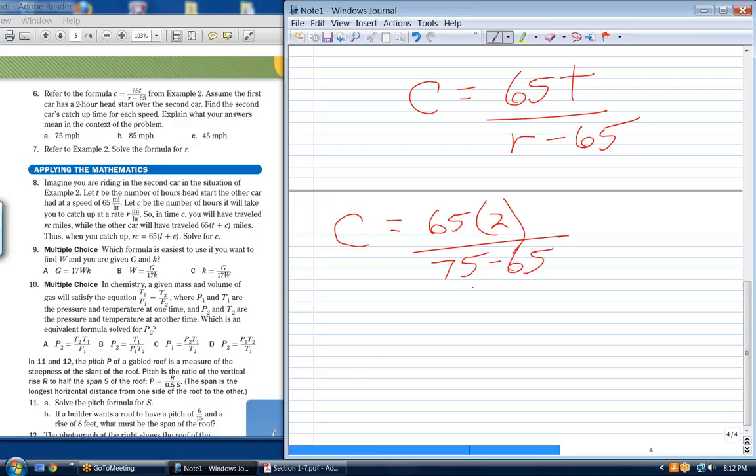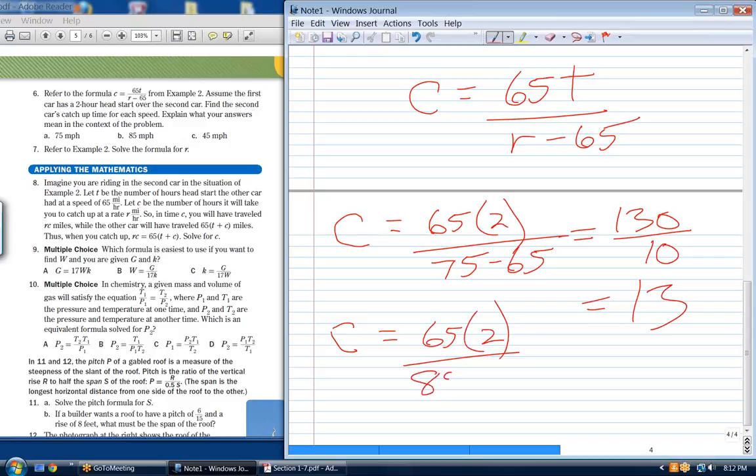So if you're going 75 miles an hour, it's going to take you 13 hours to catch up. See that? Yeah. Okay, if we're going 85 miles an hour, it's 130 divided by 20, which is only 6.5 hours. And if I'm going 45 miles an hour, how long is it going to take?